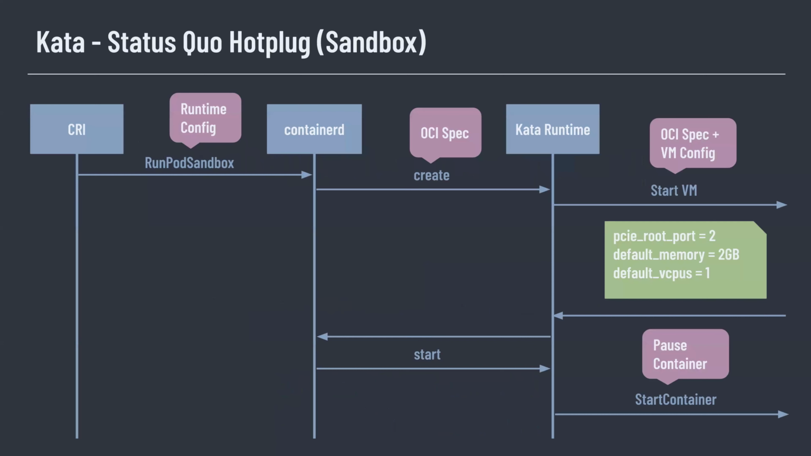So the status quo is that the CRI issues a RunPodSandbox, and containerd, over the containerd shim v2, signals the Kata runtime to create a sandbox. The Kata runtime starts the VM, and at VM start time we are making assumptions on the sizing of the VM: some default memory, like 2 gigabytes, and a default set of vCPUs. For the GPU use case, we also assume the number of PCIe root ports where we hot plug the GPU is 2.